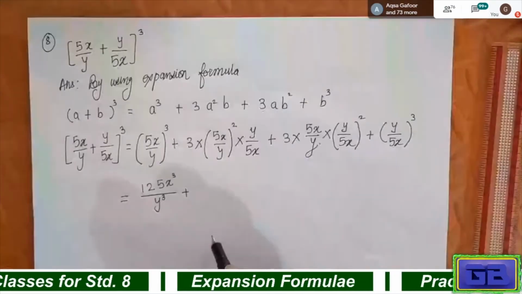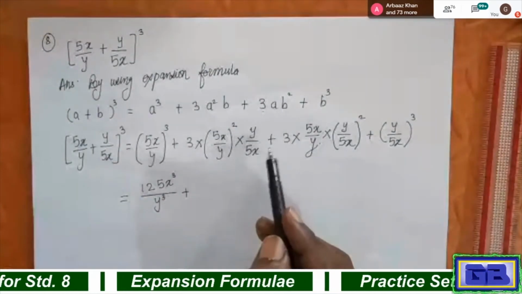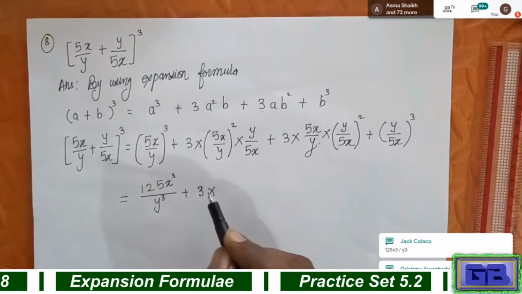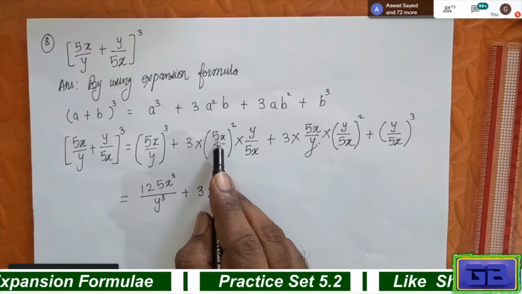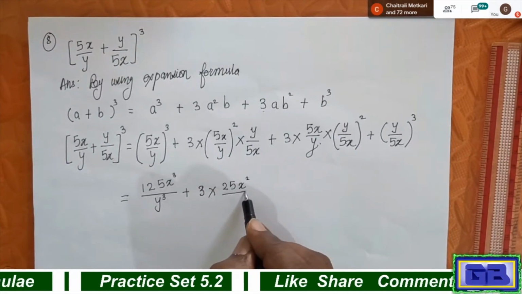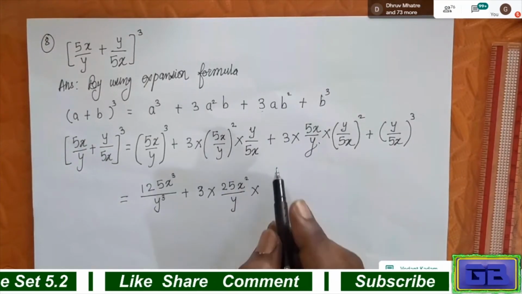Plus, we have to do, I think, 2 steps more, as we have to do some reduction here, the simplest form we have to do. Therefore, write down 3 as it is. Now stop typing and pay attention. Square of 5x is 25x square upon y. Mute your call please. Into y upon 5x as it is.